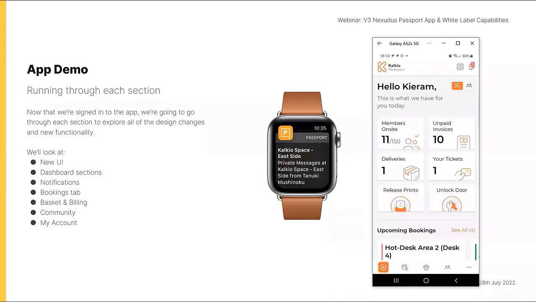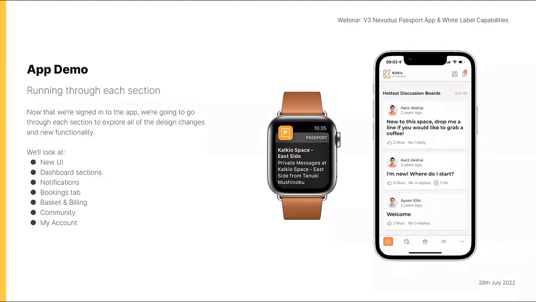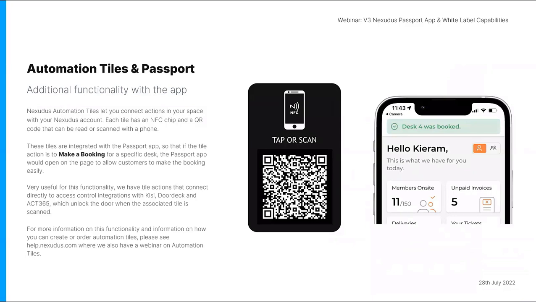Okay, so now we've had a look at what I hope is a comprehensive view through all sections of the new app. Let's take a look at some of the very interesting functionality that we feel is a little underutilized within the Passport app currently, and this is automation tiles. We all know that the world changed a lot during COVID, but I don't think many of us could have predicted the resurgence of QR codes and NFC tags.